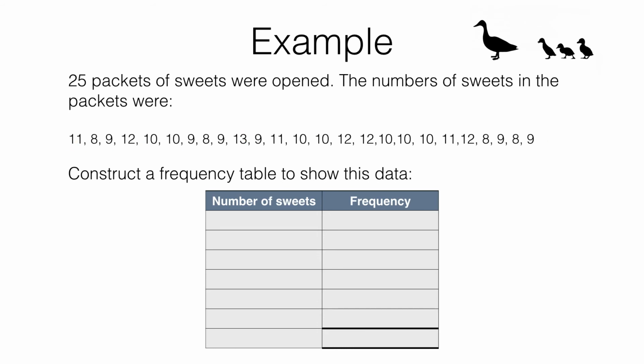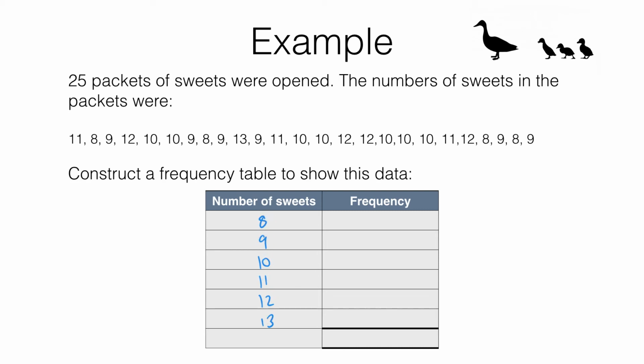If you look carefully, you'll see 8 is the smallest number of sweets you could get in a packet. So if you're really unlucky, you'd only have 8 sweets in there. And the highest number of sweets you could get is 13. One of those packets had 13 sweets. So in my left-hand column, I'm going to show that you might have got 8 sweets, 9 sweets, 10 sweets, 11 sweets, 12 sweets, or 13 sweets in the packets. And now we just have to list very carefully how many packets had 8, 9, 10, 11, 12, and 13.